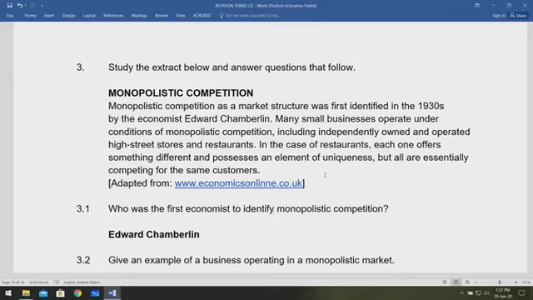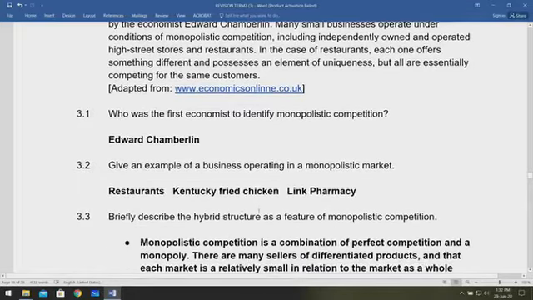So the questions now. Who was the first economist to identify monopolistic competition? It tells us in the piece, it's Edward Chamberlain. And give an example of a business operating in a monopolistic market. They tell you there, restaurants is an example, right? We also have our fast food outlets like your KFCs, your Burger Kings, all of those places as well could be an example.